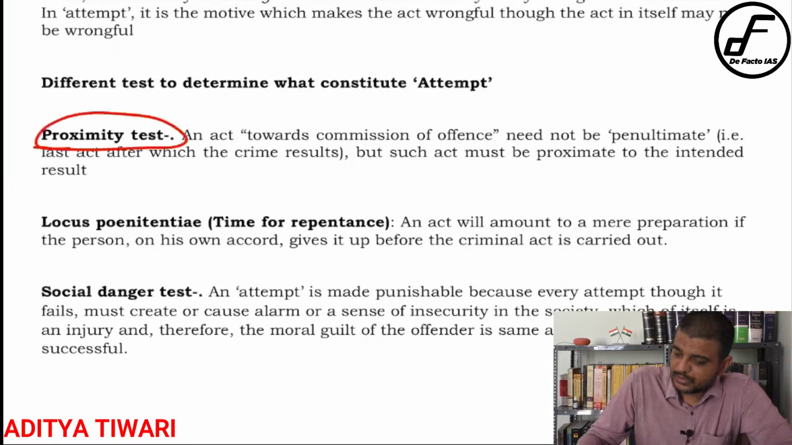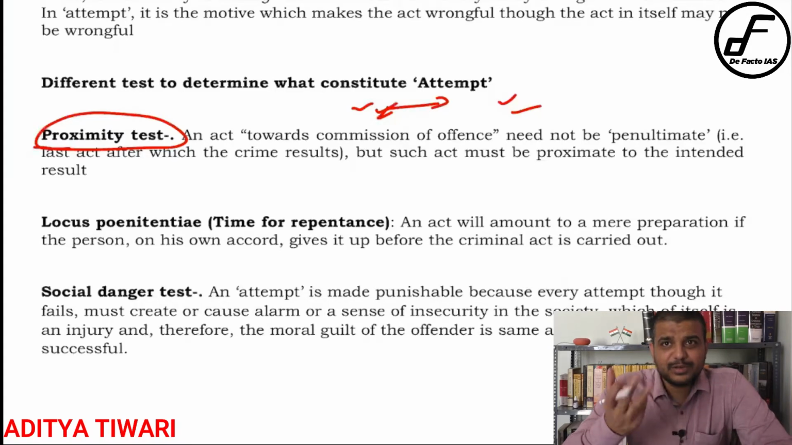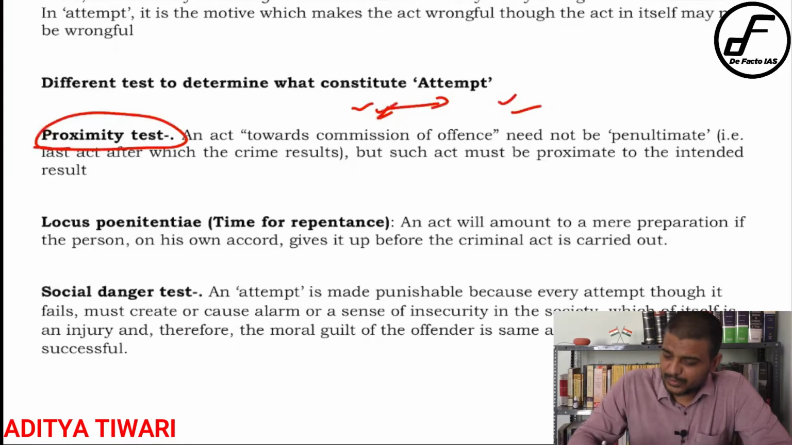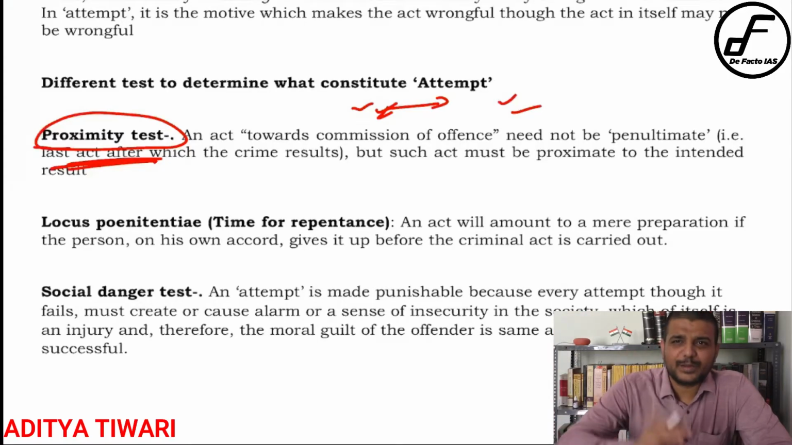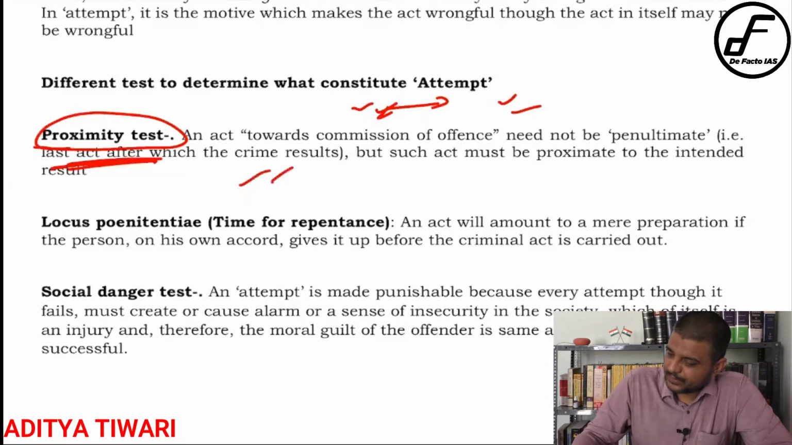Proximity test, right? So it should be proximate to the ultimate event. What amount of proximity should be there? That should be natural consequences. If you are proximate enough, it is defined that if that act is left alone, it will ultimately lead to that particular crime. It doesn't mean it should be the last act, not at all. It need not be the last act before the actual crime. It should be the last act which, left unaltered, will lead to that particular crime. Understand that point? That is a very important concept.